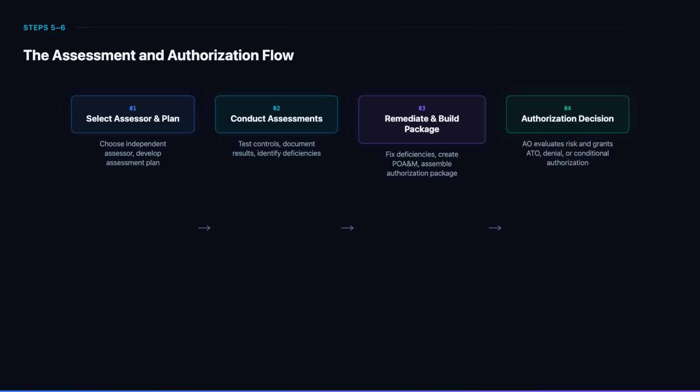Finally, the authorizing official evaluates the residual risk based on the authorization package and makes the decision: authorization to operate, denial of authorization, or conditional authorization with specific requirements. An ATO typically includes conditions and a time frame, after which reauthorization is required. The CyberSec CRM received a 3-year ATO with conditions around continuous monitoring.